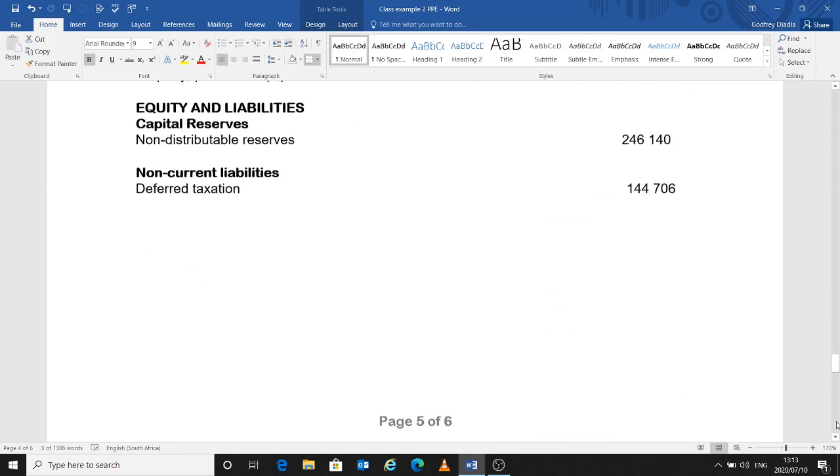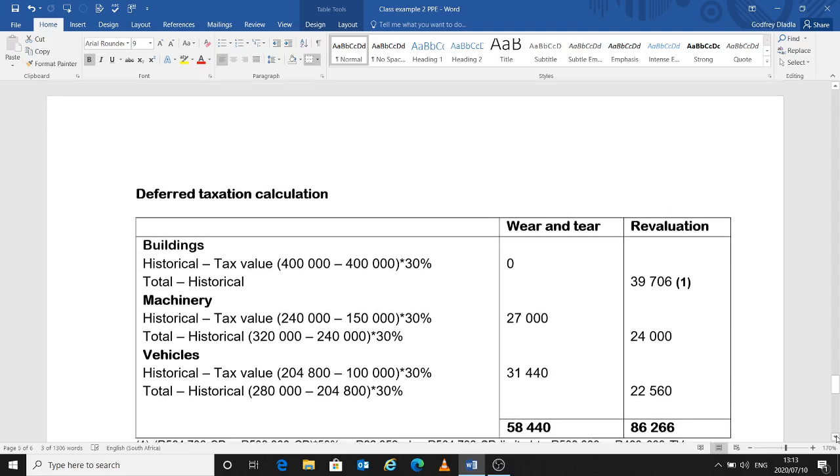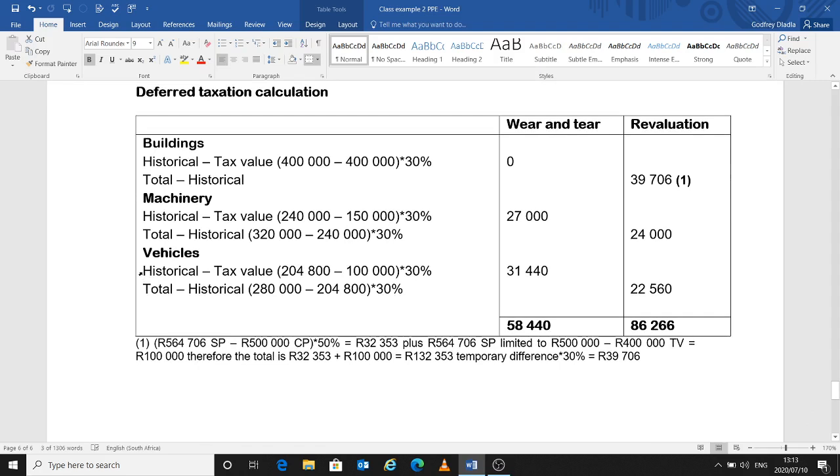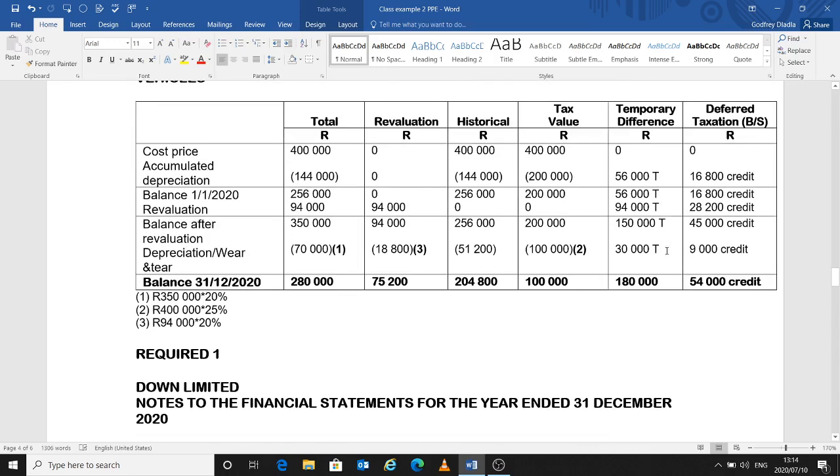Here's the 51 under machinery. And then you go to the vehicle. The vehicle, if I compare the column historical, the last figures that I see under historical and tax value, multiplied by 30%, that will give me that 31. And if I compare the total column to 80 minus 204 in the historical column, multiply by the tax rate, it gives me 22. If I add 22,560 plus 31,440, it gives me 54, which is this 54 here.